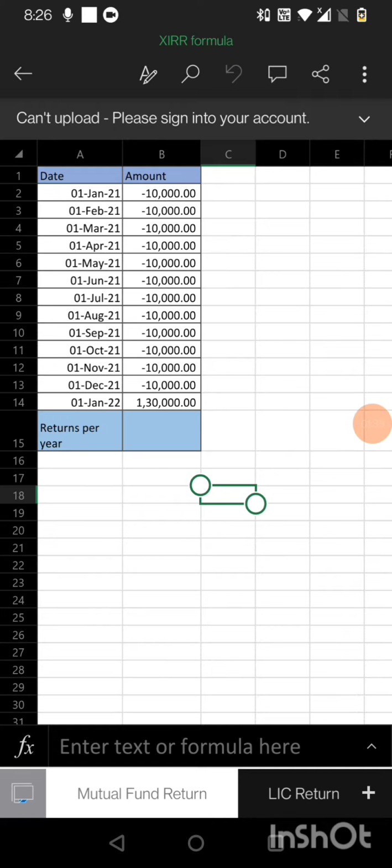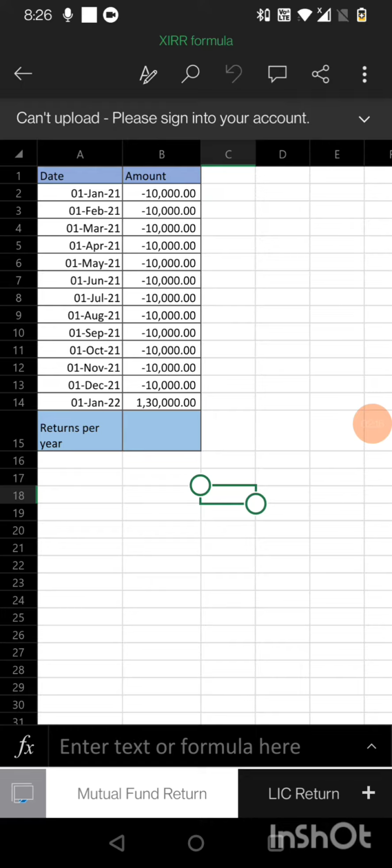So you always need to show that when the amount is going out, you need to put it in Excel as minus 10,000 rupees. Okay, so for one complete year I have invested. If I invest 10,000 rupees for 1 year, my total investment will be 1,20,000 rupees going into the mutual fund from my bank account. Then on the 1st Jan 2022, that is after 1 year, assume that my investment value on that day is 1,30,000 rupees. So now my point of concern is, what is my actual growth here?